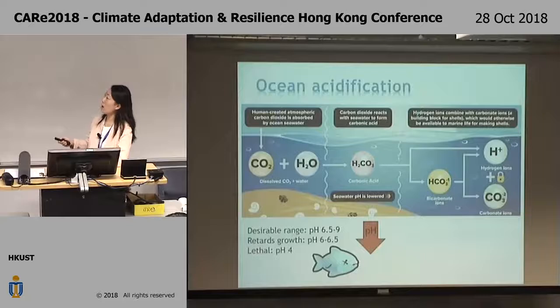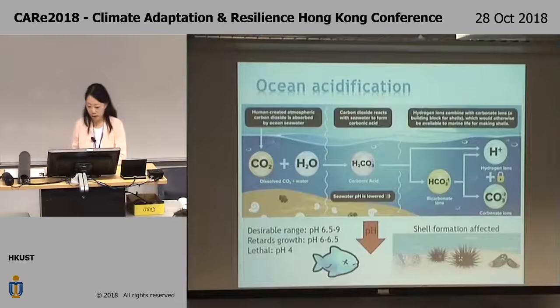I don't think I need to explain how the increase in carbon dioxide will lead to a decrease in pH. But I want to point out that for fish, the desirable pH would be from 6 to 9. Anything below 6.5 will retard growth, and below 4 will be lethal. That extends to the impact on shellfish as well, because shell formation will be affected when the pH goes down. I do have to acknowledge that we have oyster culture in the Deep Bay area, supplying oysters as food to us. So if there is a decrease in pH, then they are exposed to UV effect.